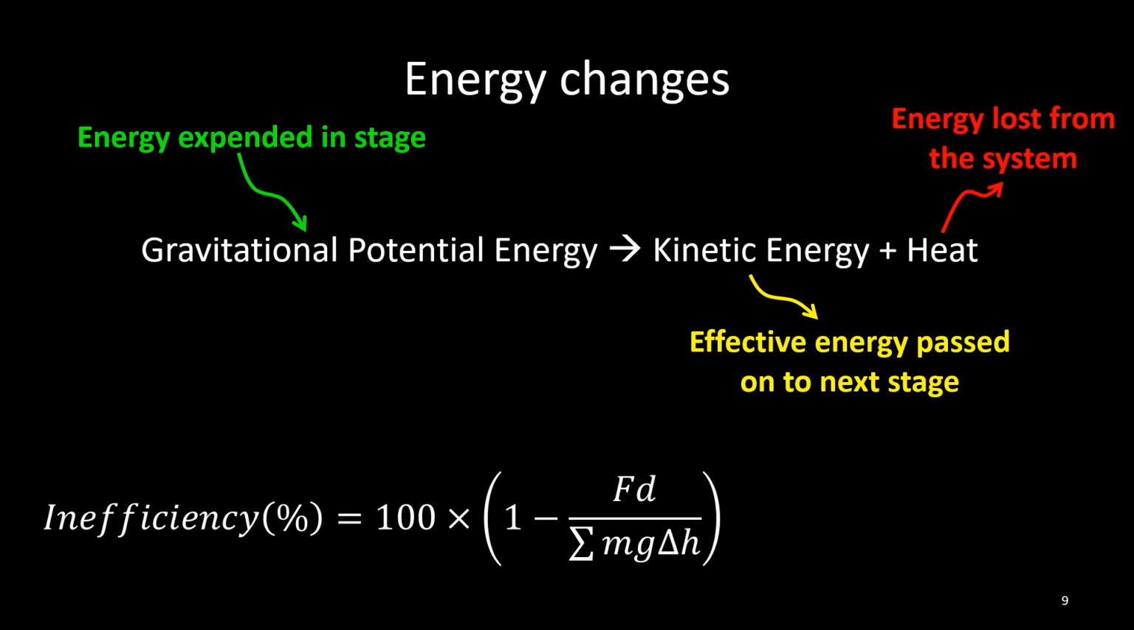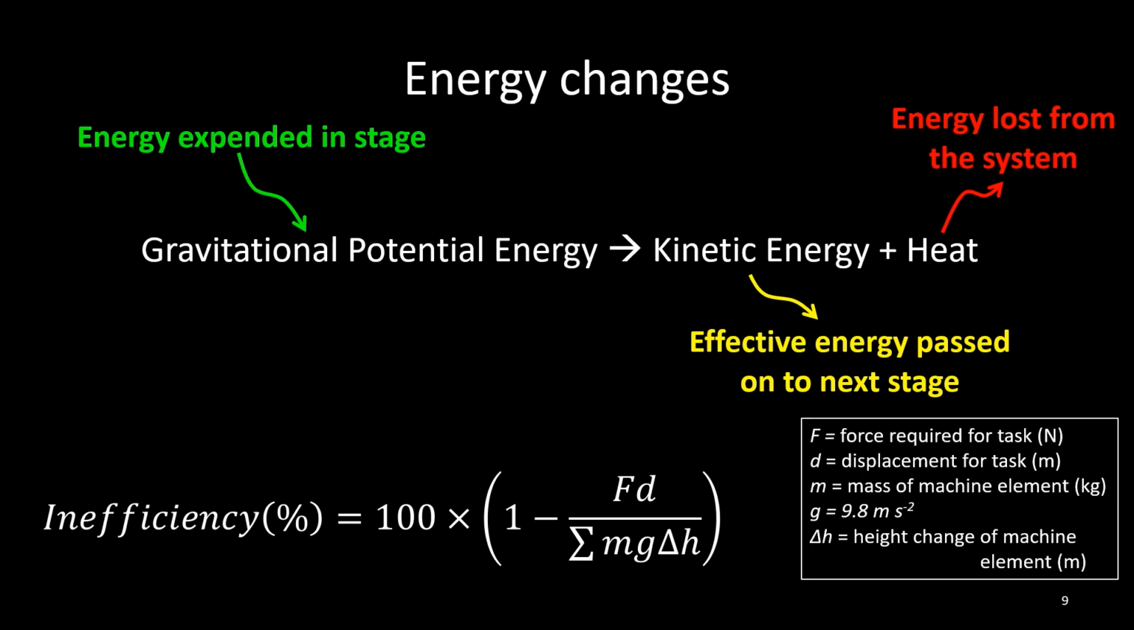It's 100 times 1 minus force times distance, where force and distance are those required to complete the actual task, divided by the sum of mgΔh, where m is the mass of all of the elements in the machine, and Δh are the height changes of all of the elements in the machine.